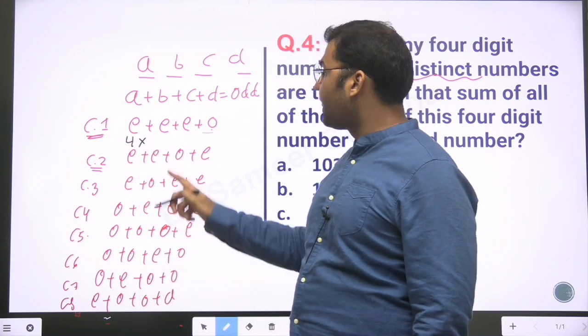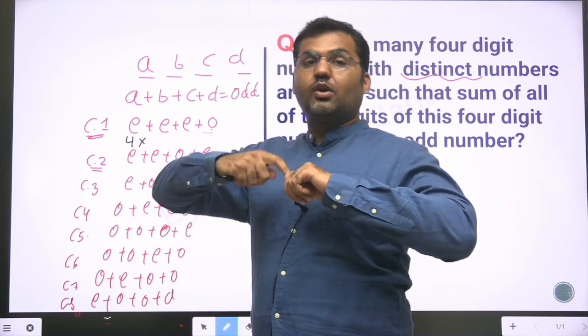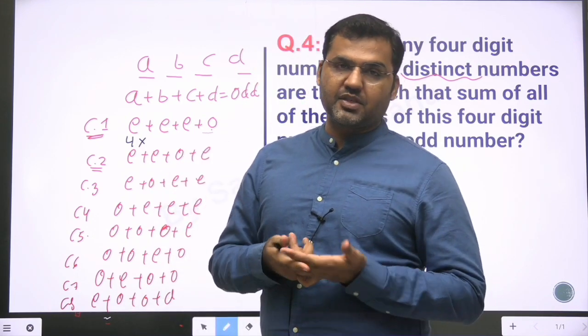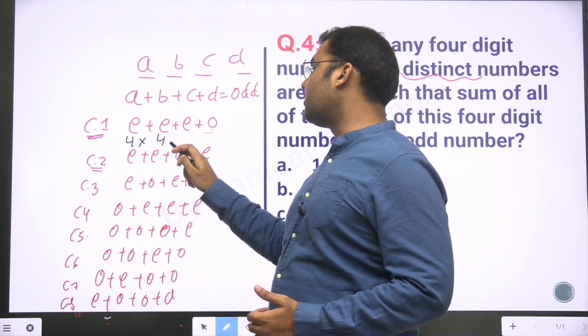In this case, second place pe even dalna hai mere ko. Now, 0 is also included for second place. 0 ko aap second place pe place kar sakte ho. So second place again can be filled in 4 ways.